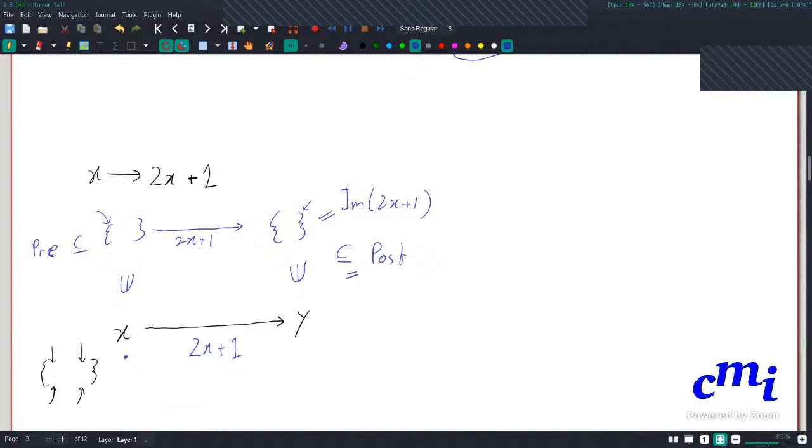Is this clear? So let's say that somehow we can keep track of sets of values. Then you can set up this precondition set, take its image, and then check for inclusion within the postcondition set. Is this okay? Yes. Yeah.